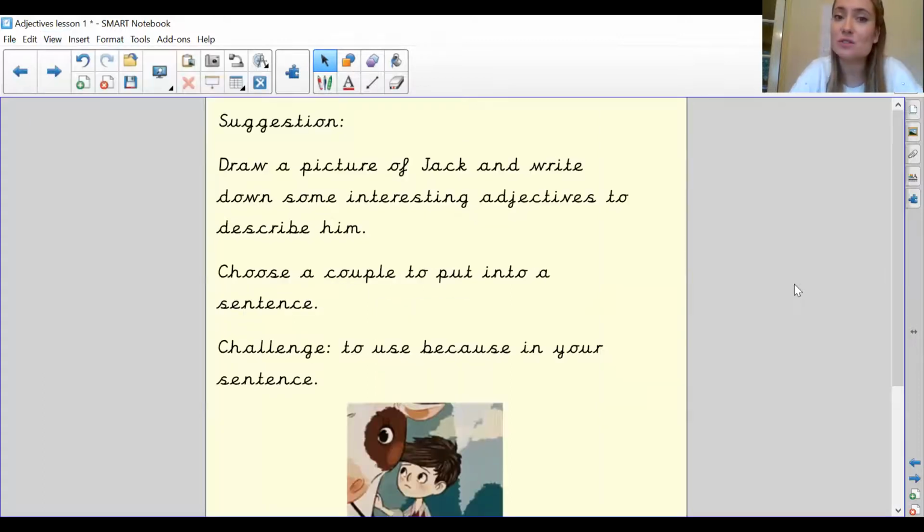Okay, so I want you to draw a picture of Jack and write down some interesting adjectives around the outside to describe him. Then I want you to choose a couple to put into a sentence. And your challenge today is to see if you can use because in your sentence. Okay, let's have a look at my example.